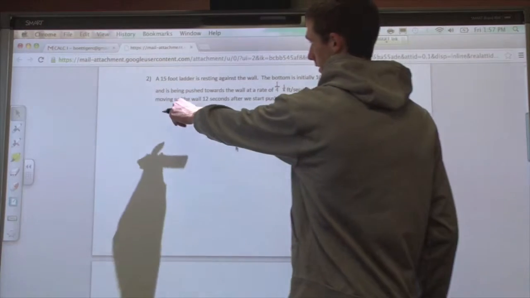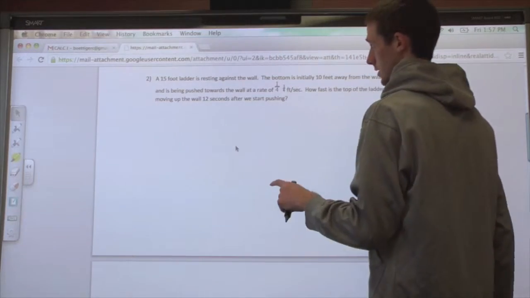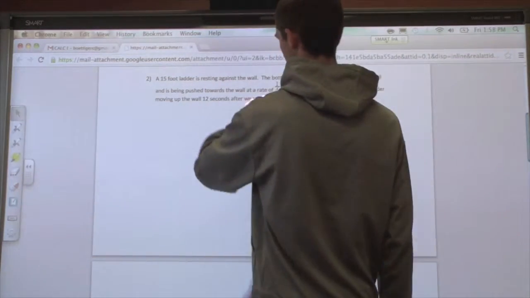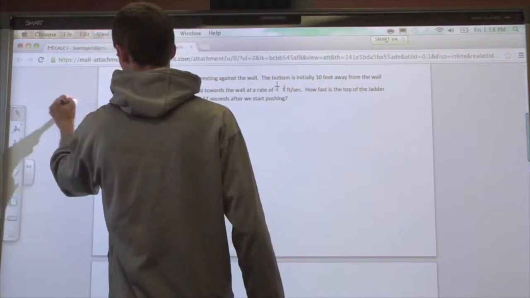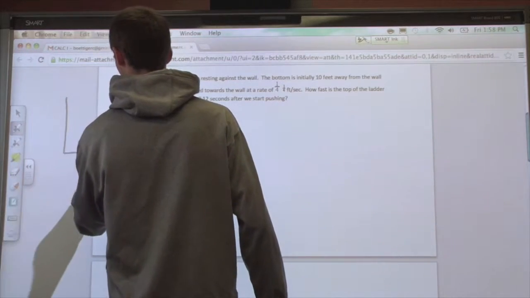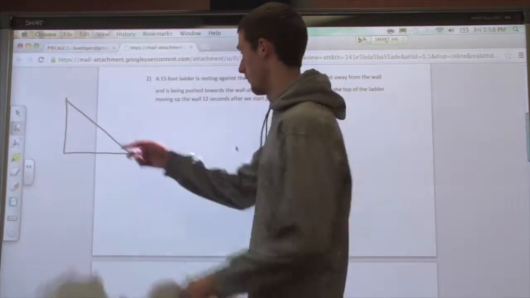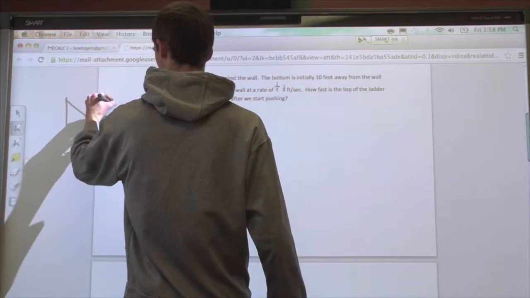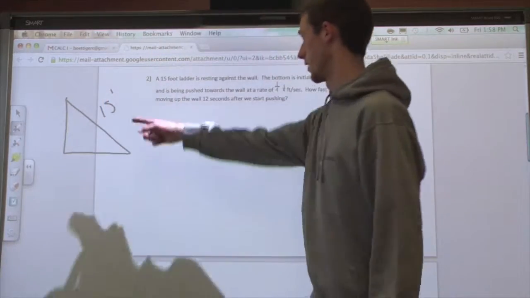So the one that we're going to do today is number 2 on the worksheet, and this is the ladder resting against the wall. So the first thing you want to do on these is draw the picture of what's going on. So we've got a 15-foot ladder, it says, leaning up against the wall.